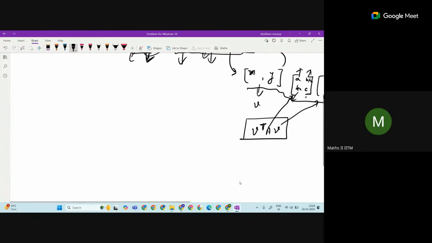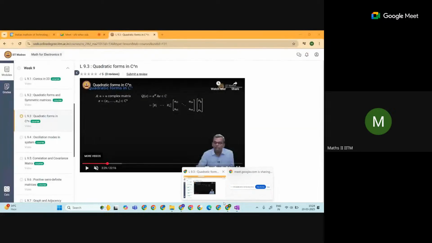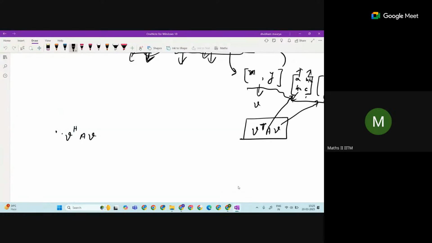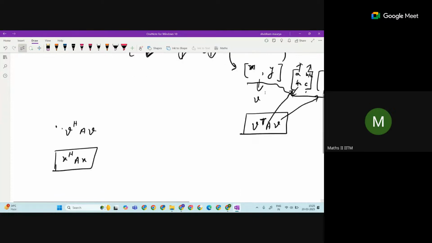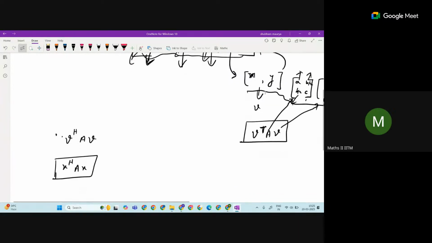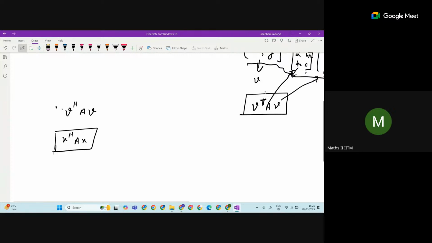Now if we are in the complex case, in place of this transpose we'll think about Hermitian. So this Hermitian will come now: v Hermitian A v. Here the professor is writing x, you can think of it as v, or I can also just write x. x is going to be a vector here. So x Hermitian A x. Here, in place of real, we are thinking of complex entries, so now we'll think of the Hermitian.